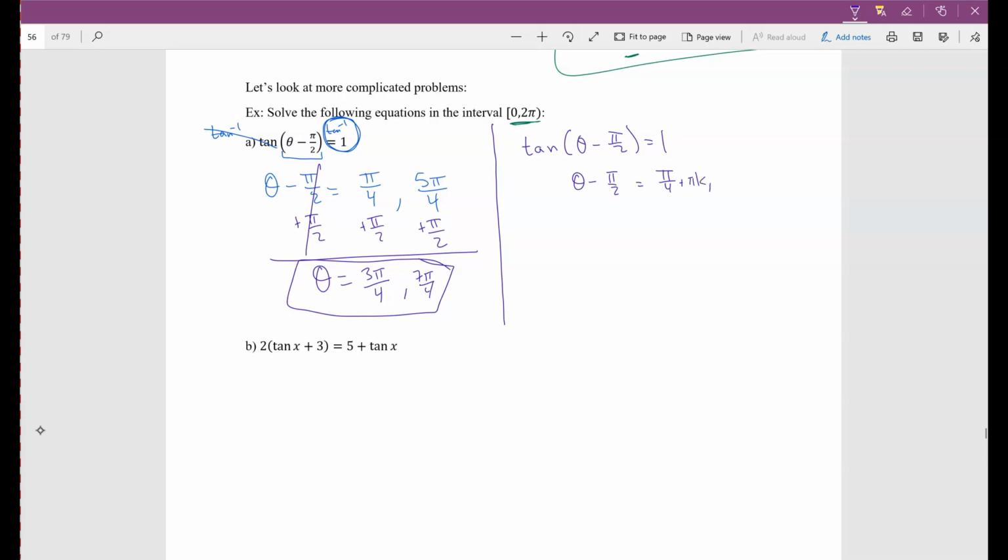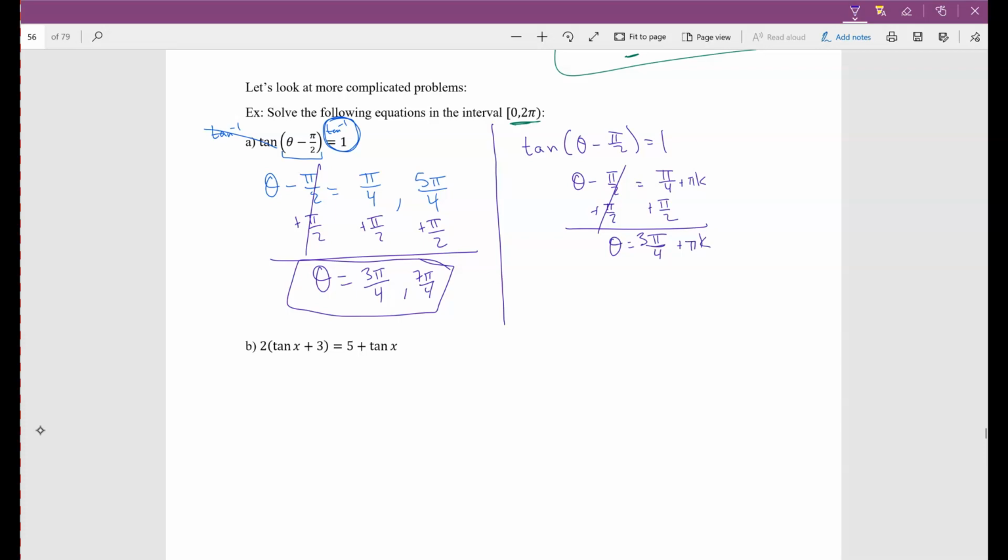And then because we know that if I add pi k, I'm going to get 5 pi over 4, I'm just going to leave it as is. Okay. And then just add the pi over 2. So I'm going to add this, and what I get is theta is equal to pi over 4. Oops, that's wrong. 3 pi over 4 plus pi k. All right, so we have that solution.